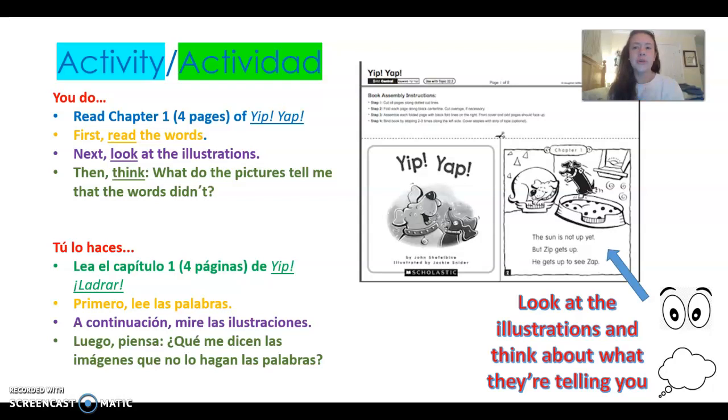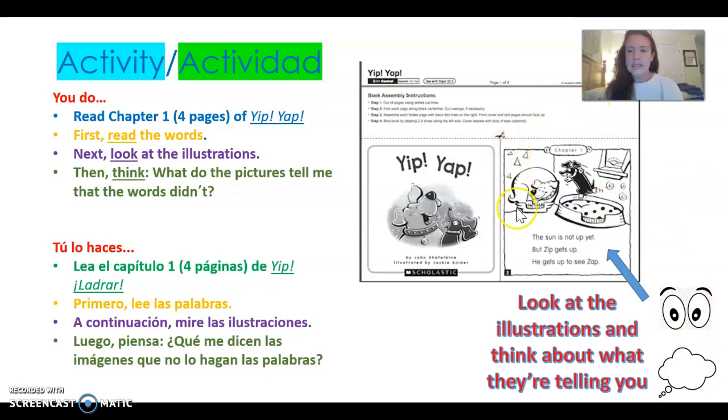So you guys are going to do 3 things. First, you're just going to read the words just how you would any other book. Next, you're going to look at the illustration on each page. And then you're going to stop and you're going to think, what did the pictures tell me that the words didn't? I want you to look at the illustrations and think about the clue that the illustrator is trying to tell you.